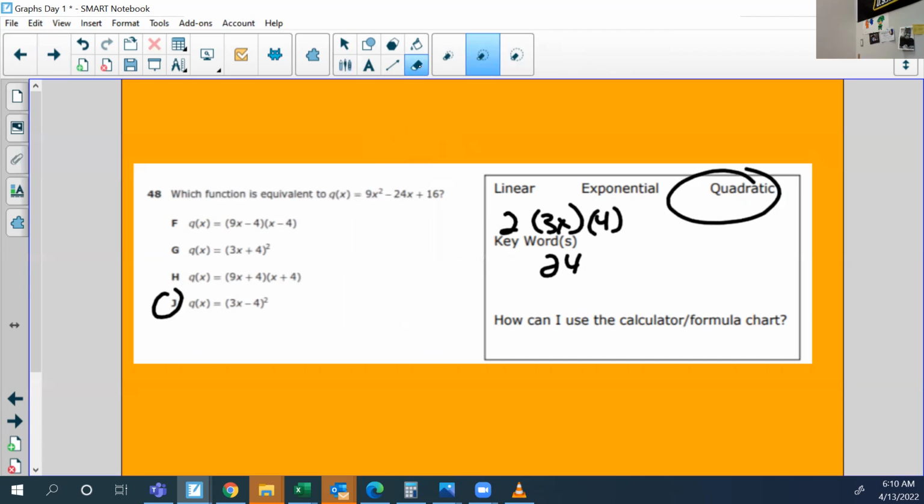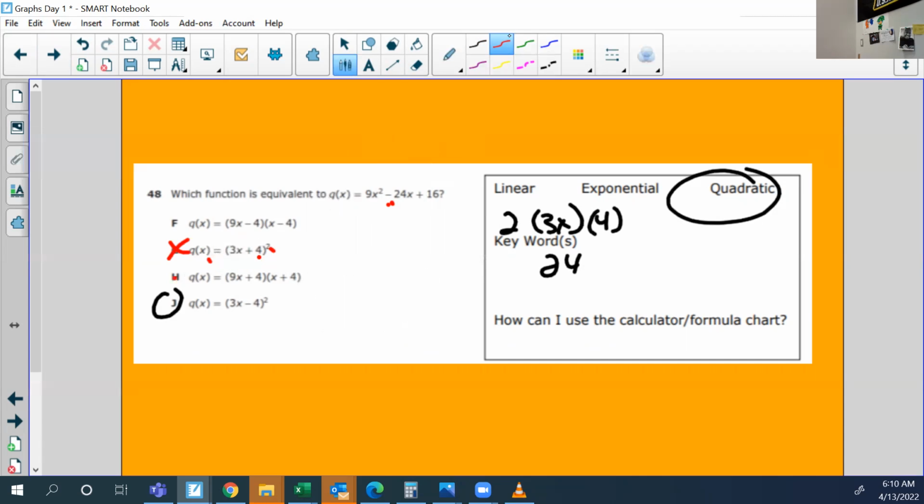I can eliminate G because all these terms are positive and this has a negative term, so you cannot get a negative from this. So G is not going to be part of the answer.